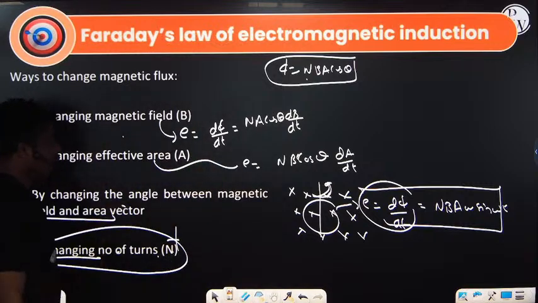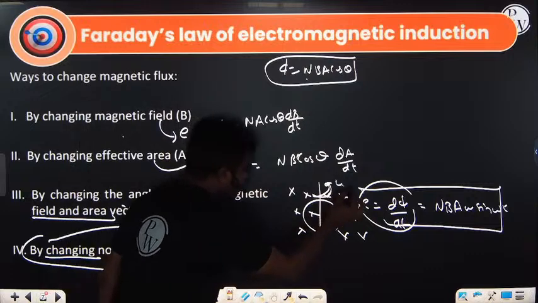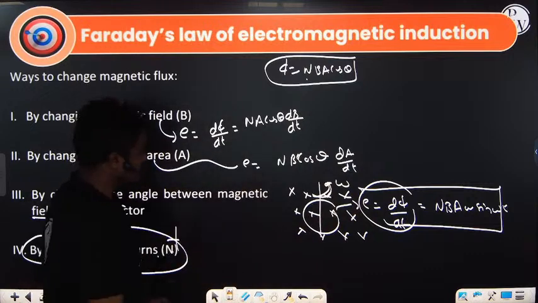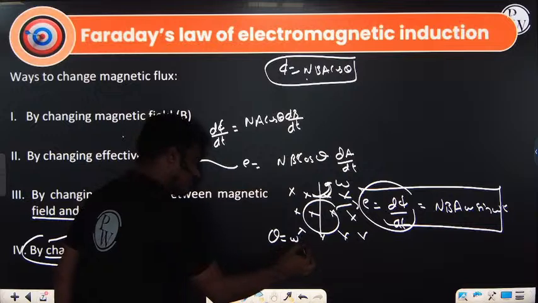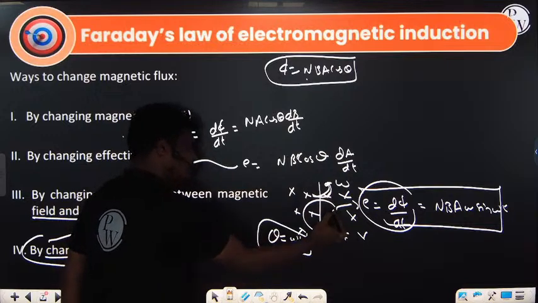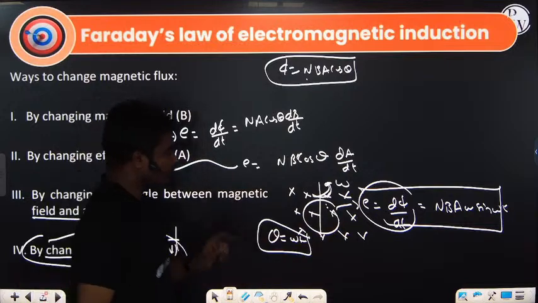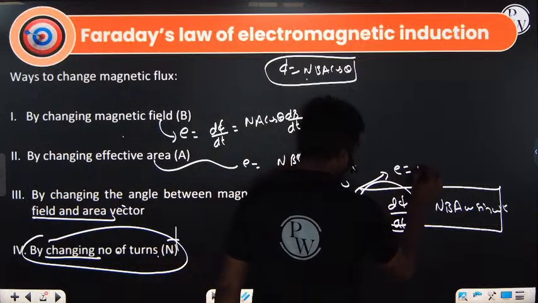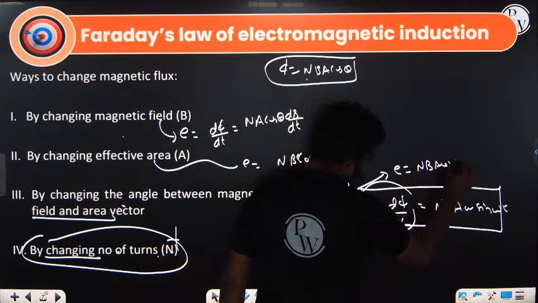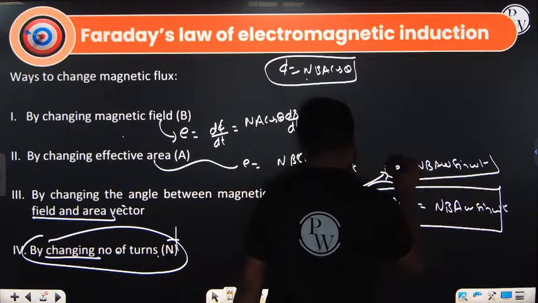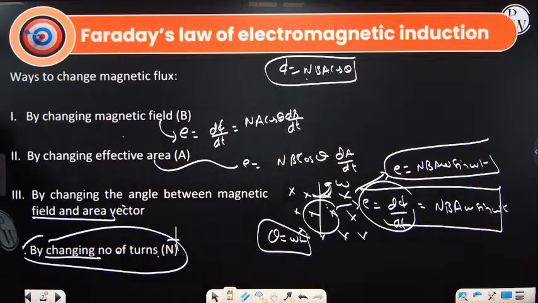Third, the angle between the magnetic field and the area. If this coil is rotated in the magnetic field, theta changes. And how does theta change? Theta is omega into t. This is also the principle of the AC generator. And what is the EMF in this particular case? E equals N B A omega sin omega t. So this is the EMF we are getting.